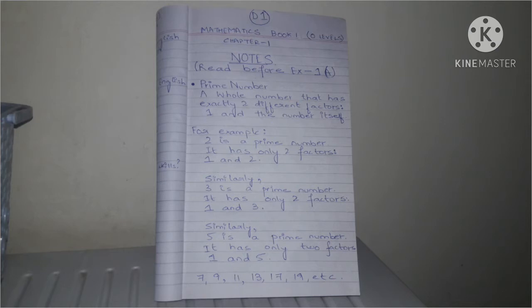3 is also a prime number because it has only two factors, 1 and the number itself, that is 3. So any number that has only two factors, 1 and the number itself, will be called a prime number. For example, 7, 11, 13, 17, 19, 23. All these numbers have only two factors, 1 and the number itself. So they are called prime numbers.